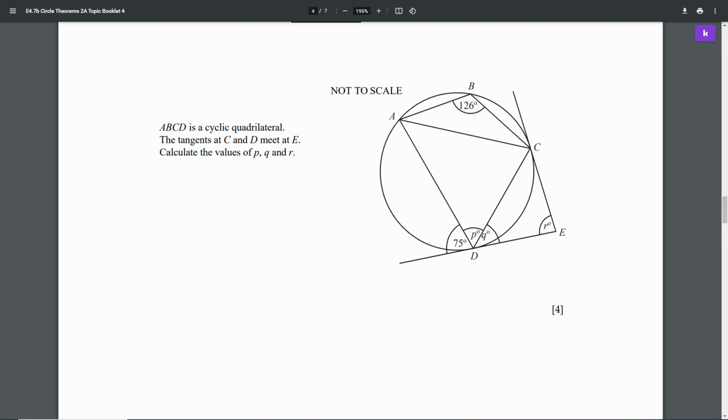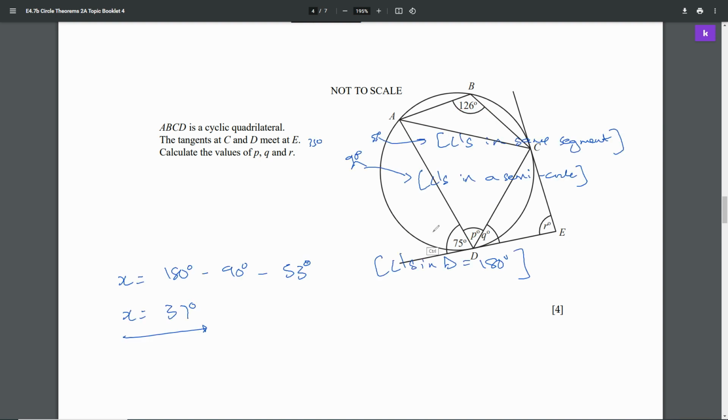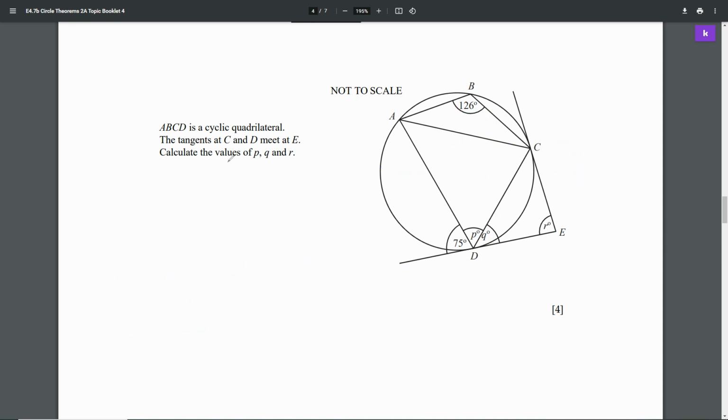ABCD is a cyclic quadrilateral. There it is over there. That's the quadrilateral, right? And from here, we're saying that the tangents at C and D meet at E. Okay, there's a tangent. Calculate the values of P, Q, and R. P and Q are over there, and that's R over there.